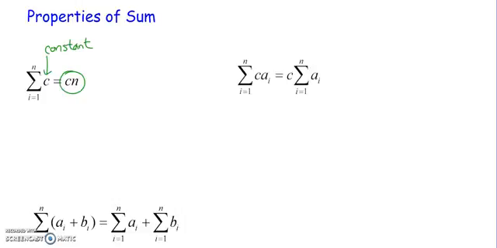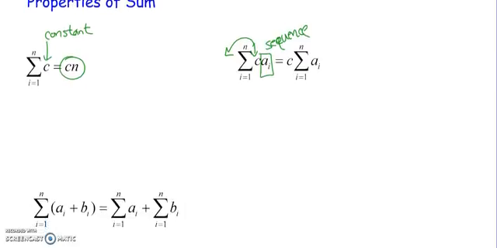If you don't have just a constant, but you have a constant times your sequence, so this is your sequence, you could take that constant and put it on the outside and do it at the end of the problem, because it's essentially a distributive property or a factoring.